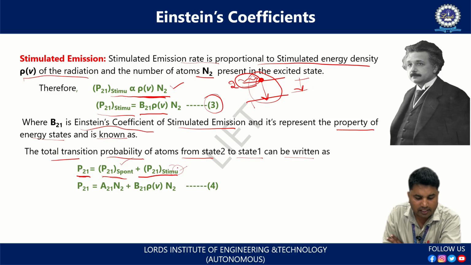This equation further can be written as P21 is equal to A21 N2 from equation 2 plus B21 rho of nu N2 from equation 3. So we are giving a representation of spontaneous and stimulated emission transition from 2 to 1. The energy state 2 to 1 is given as P21 spontaneous emission plus P21 stimulated emission.